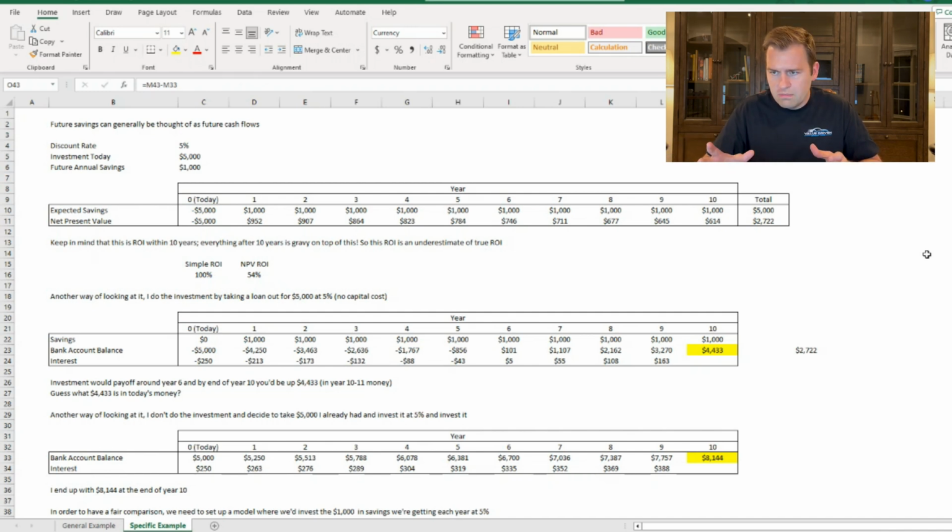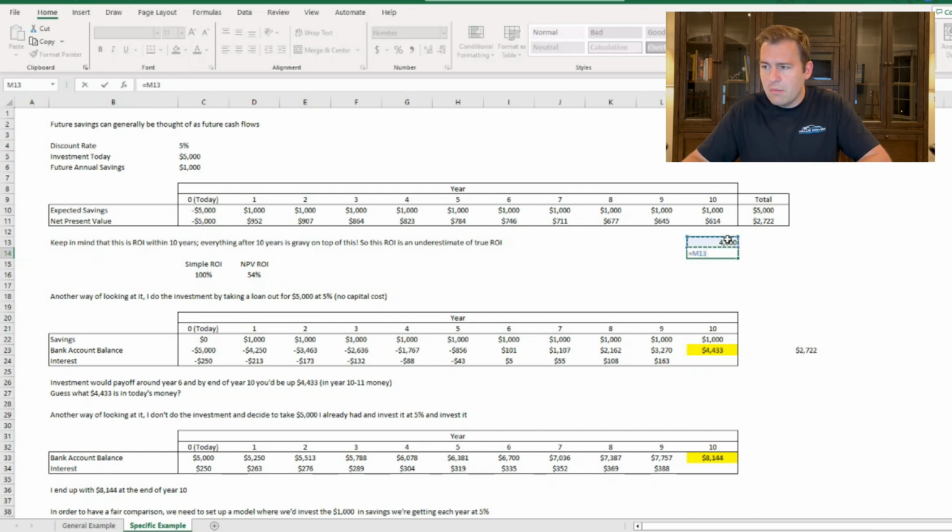Again, this could be an underestimate for the ROI if we did expect that $1,000 to continue after year 10. Another way to handle that would be to estimate an amount of depreciation and bake in another cash flow at the end. So essentially, if we said we're going to be able to sell this $5,000 piece of equipment that we purchased for $4,000, that'd be a positive $4,000 at year 10.